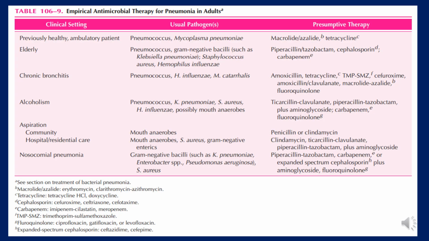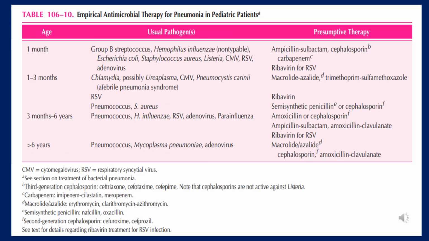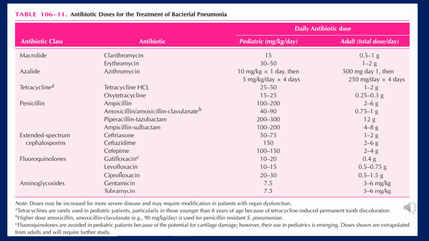Pause the video and carefully scrutinize Table 106-9 summarizing empirical antimicrobial therapy for pneumonia in adults before advancing to the next slide. Pause the video and carefully scrutinize Table 106-10 summarizing empirical antimicrobial therapy for pneumonia in pediatric patients before advancing to the next slide. Pause the video and carefully scrutinize Table 106-11 summarizing antibiotic doses for the treatment of bacterial pneumonia before advancing to the next slide.